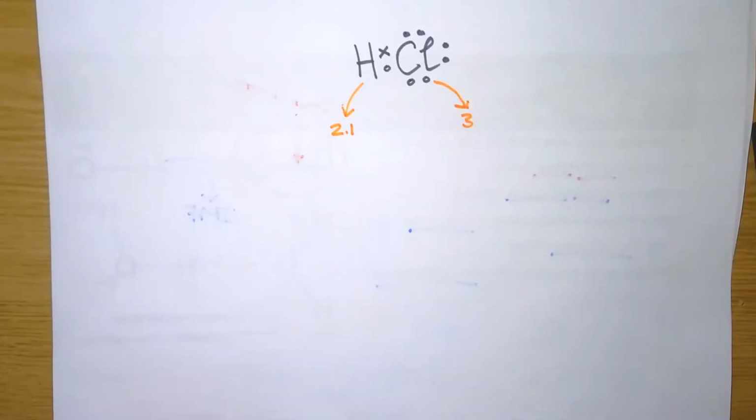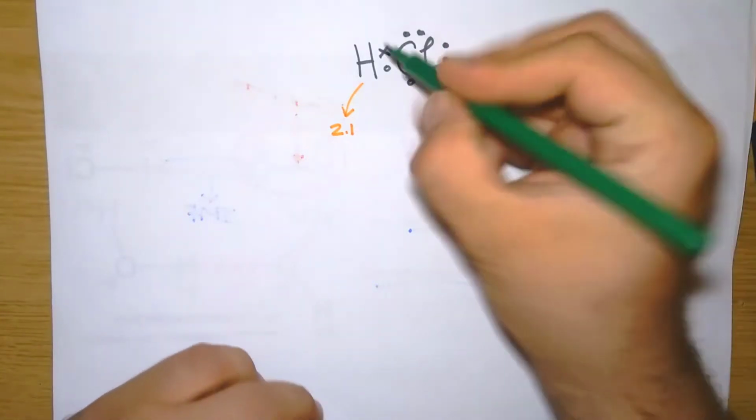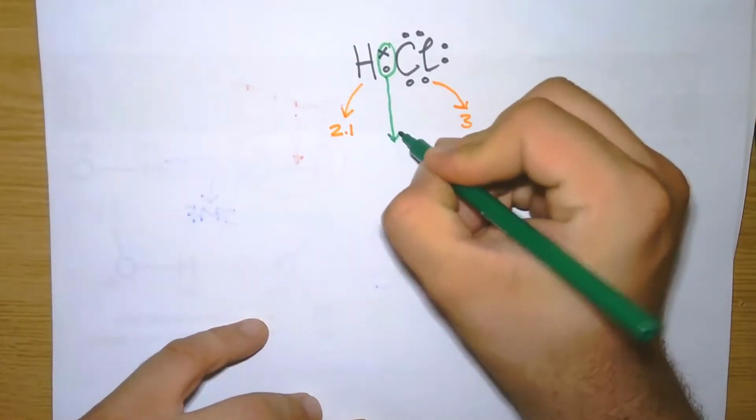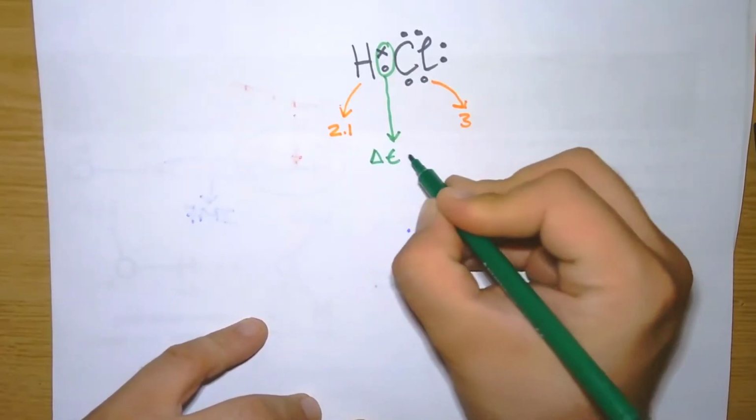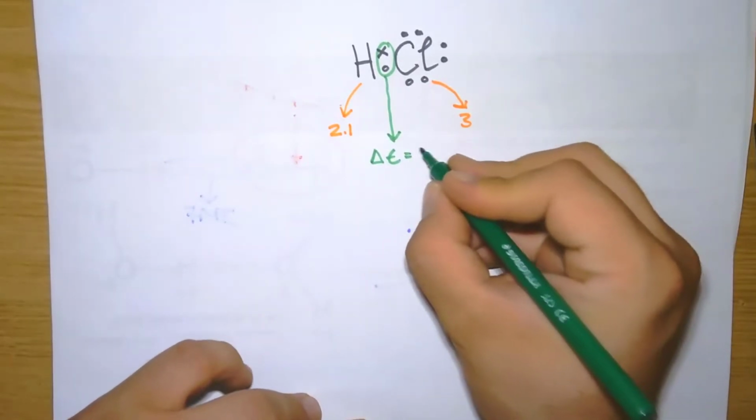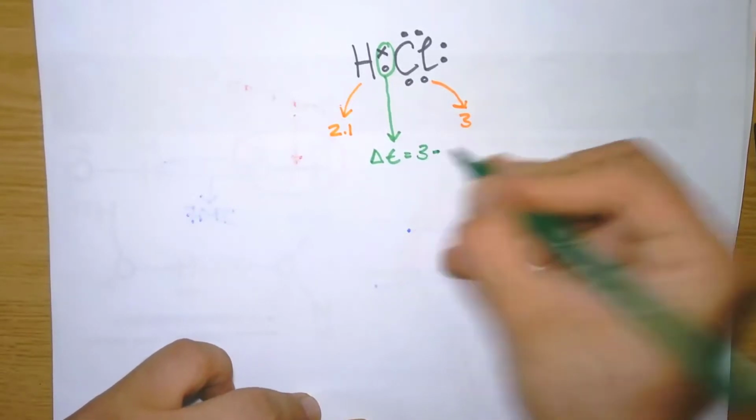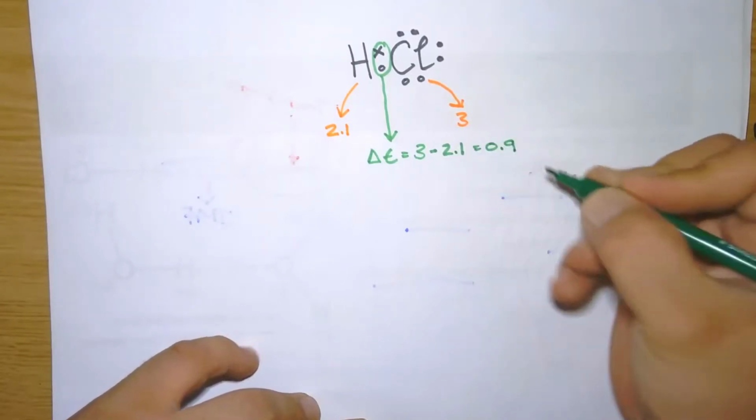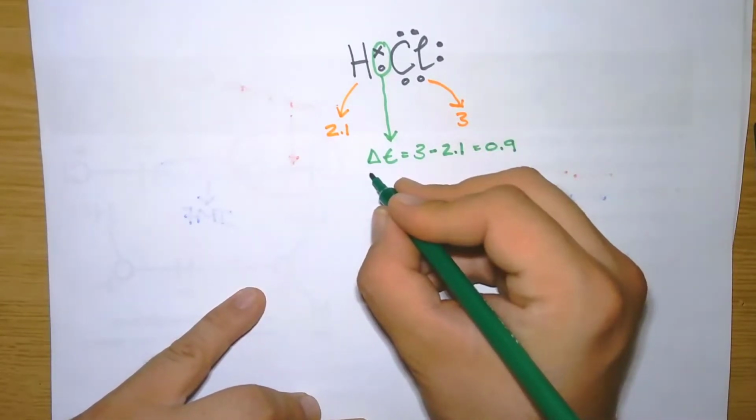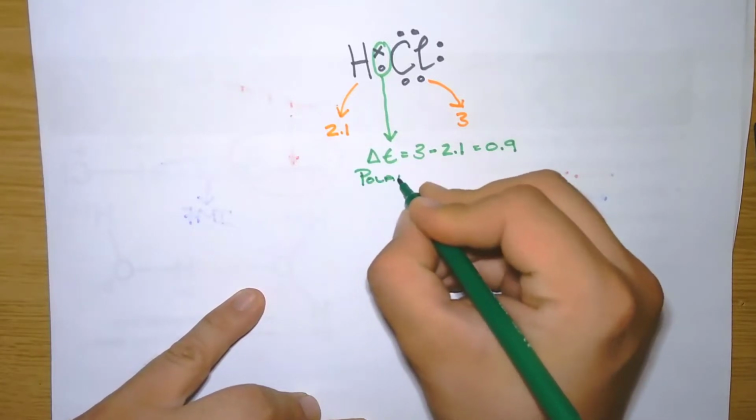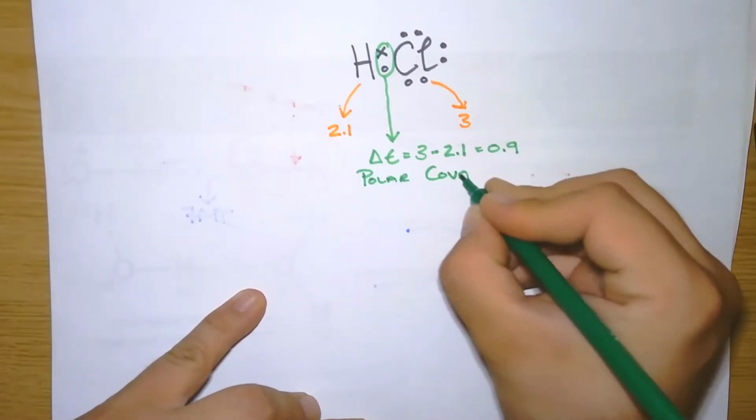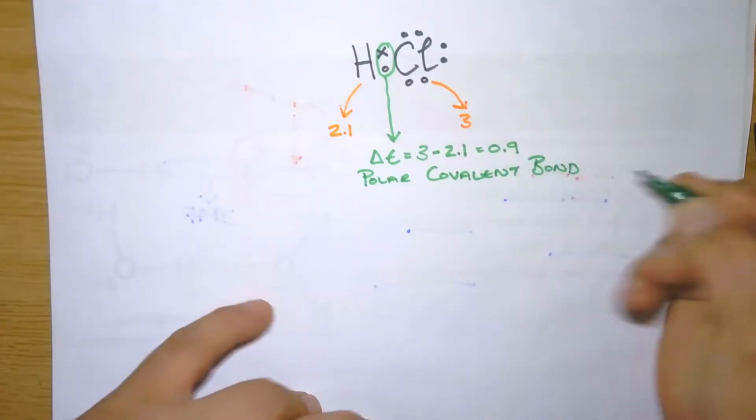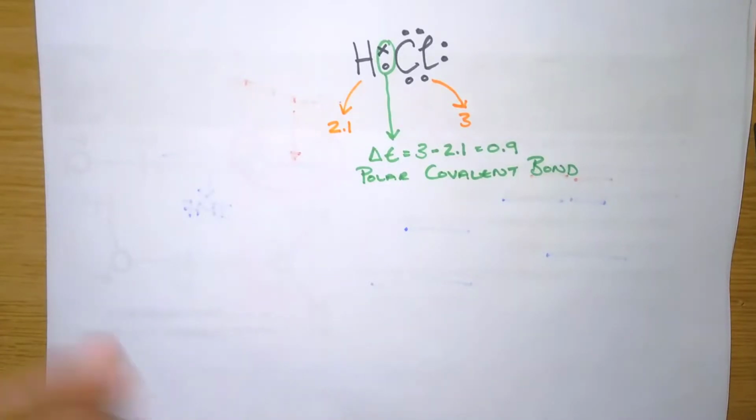So this bond here, this shared electron covalent bond that formed, has a difference in electronegativity equal to the larger one, 3, minus the smaller one, 2.1, which gives us 0.9. That means that this is a polar covalent bond. Okay, so now we know that it's a polar covalent bond.